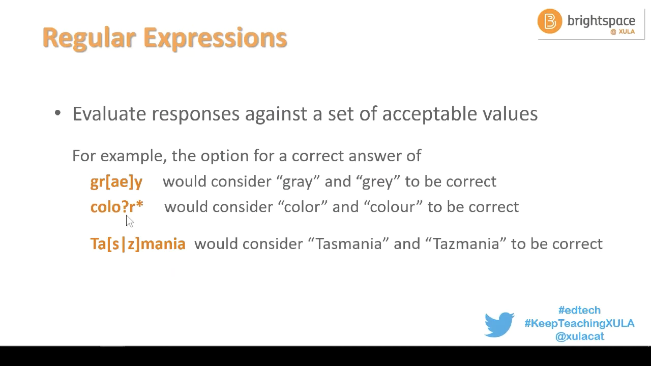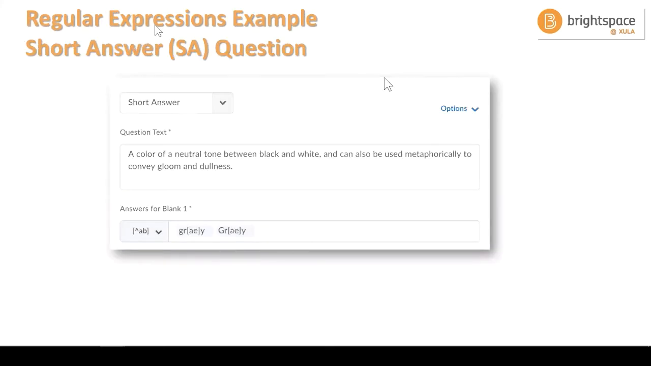Likewise, here for color, we have the question mark and then ending in an asterisk. So the student could actually spell this word with a U or without, and either one of those would be correct, right? And in that list of resources, the link that I put in the chat, there's a link to the information about regular expressions. So if you're interested in that, you can see what options you have for doing a regular expression. But let's take a look at a regular expression in, for example, a short answer question.